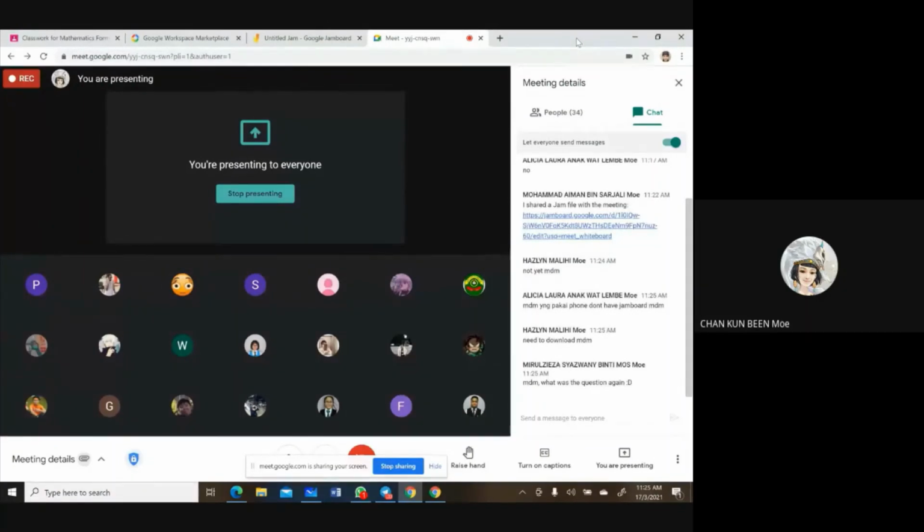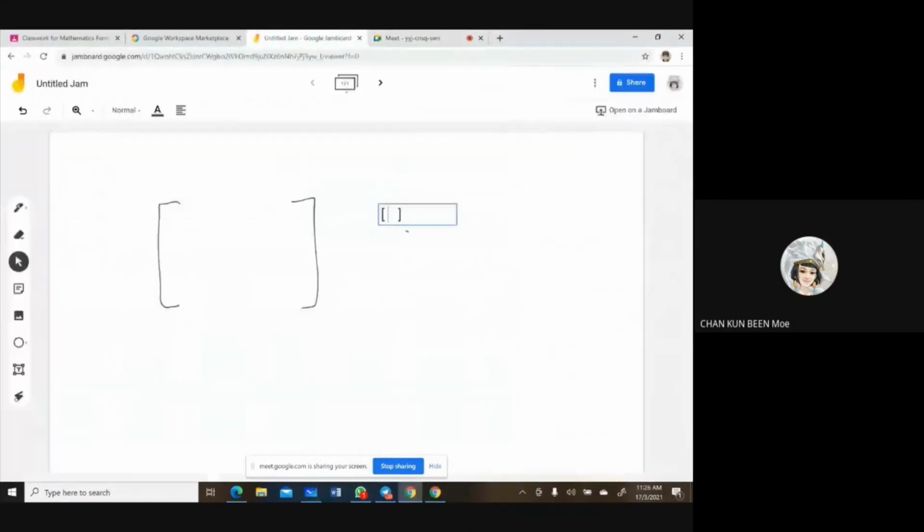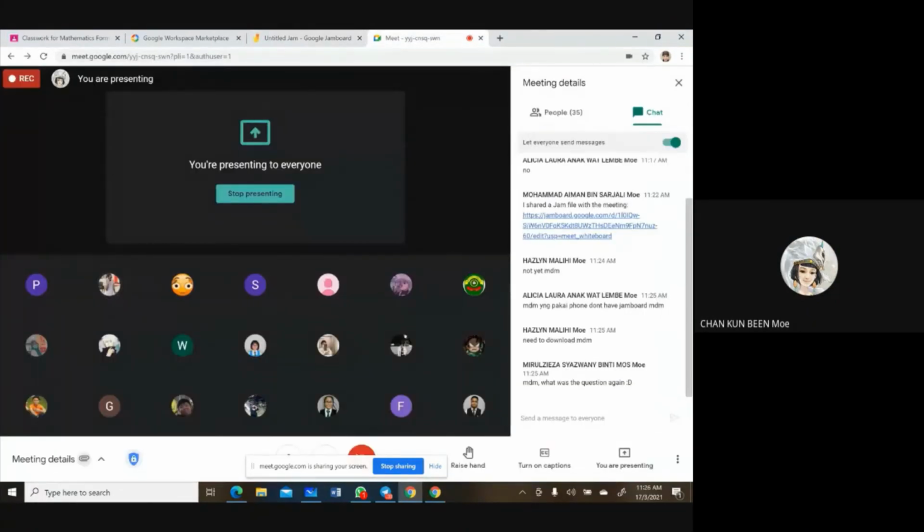Okay, the question is this exercise over here. 2.2g, x minus y equal to 7, x plus 3y equal to 5. Okay, I write down here. Yeah, my Jamboard, madam. Pardon? The one I sent. Can already, is it? I think so. I guess. You hold on while I show the rest how to solve the question using their phone. For those using your phone, can you solve the question? What you can do is, how do I show you this one? Let me see.